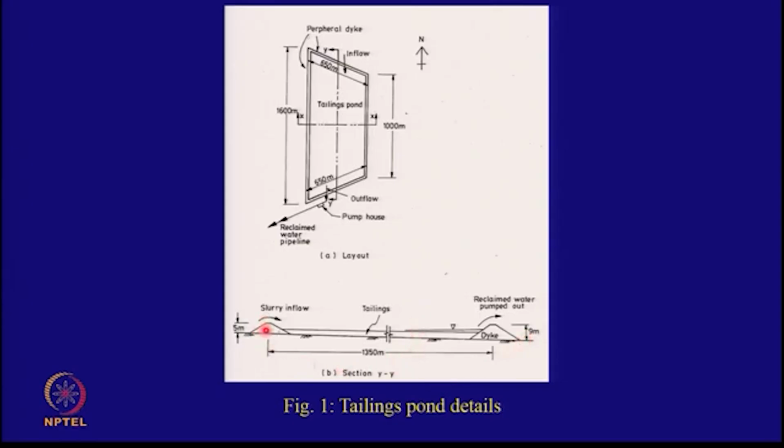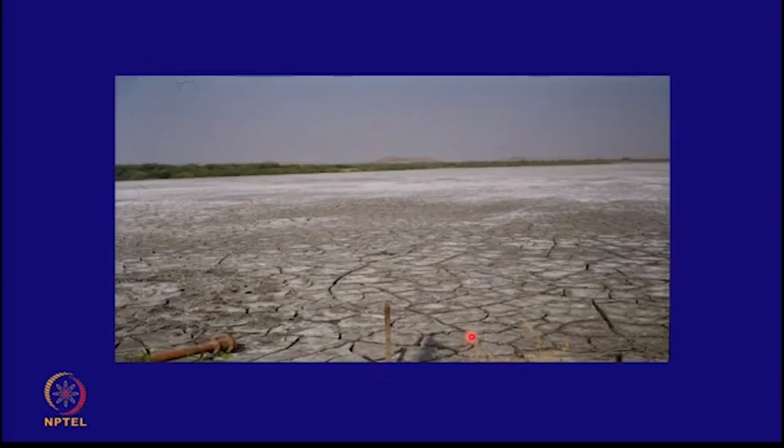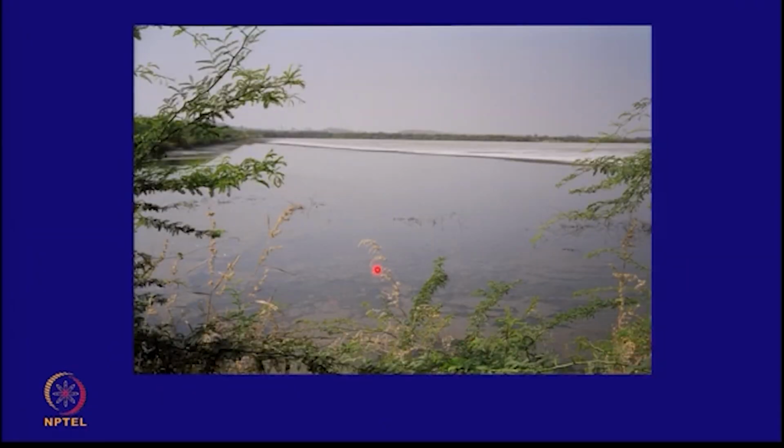There was a 5-meter high embankment at one end, 9 at the other end. Tailings had only filled up to 2 to 3 meters. There was a lot of capacity which was available. That's the tailings pond. This is the slurry water.